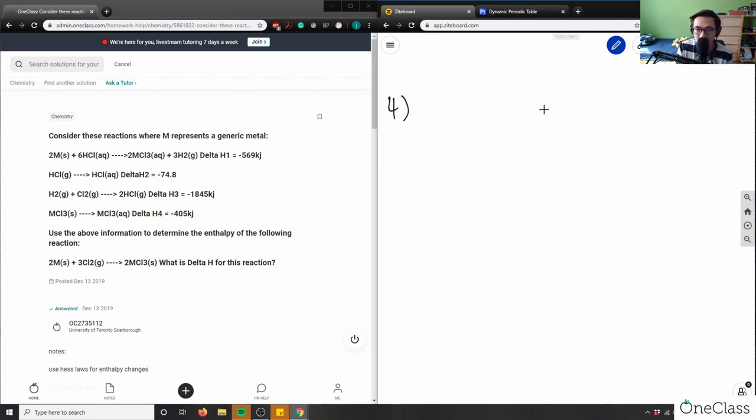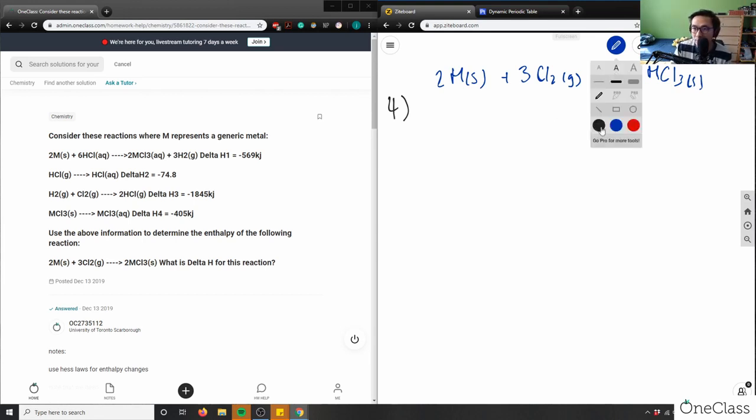So it says here 2M plus, this is our target, 3Cl2 gas yields 2MCl3 solid. So we want the delta H, the enthalpy of this reaction, right? This is a grade 12 problem actually. I accidentally put a grade 12 problem here, but it's okay. We can look at this. For those in the U.S., you've probably seen this before.